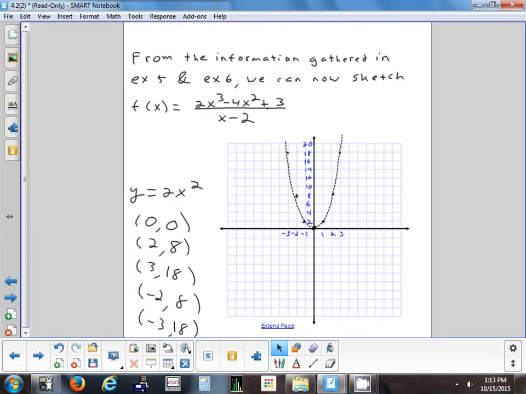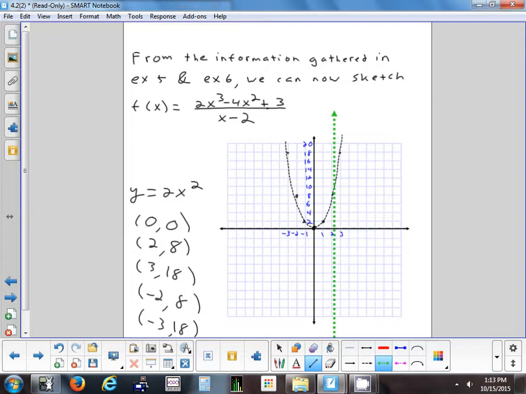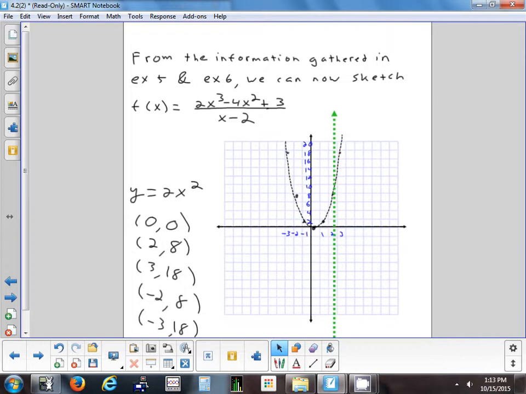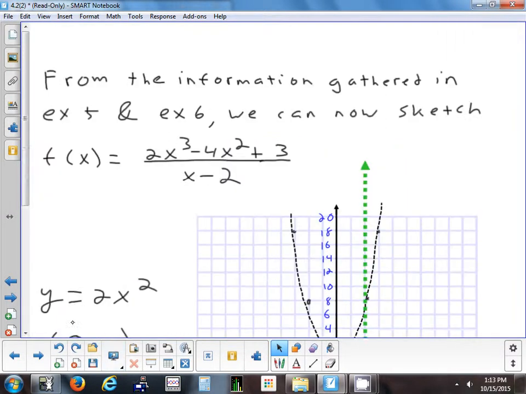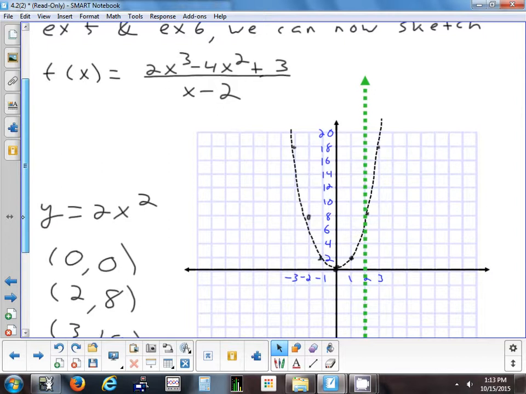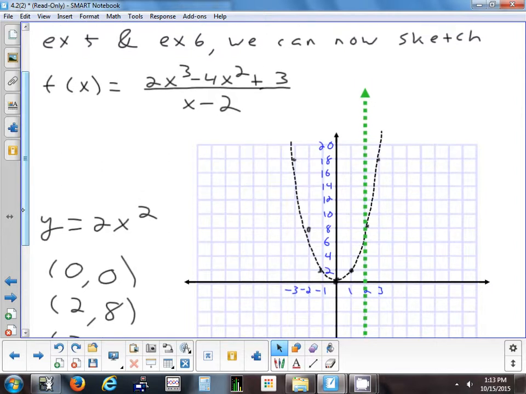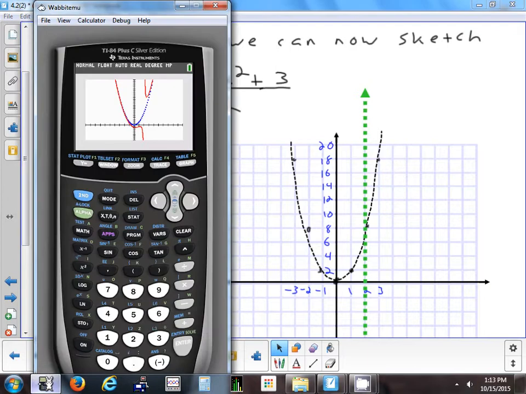All right. Now, where is my other asymptote? I have one other one. 2. Yep, at 2. Oops, I don't want to do that. All right, so there's my other asymptote. So we've got a couple sections here. We're going to look at what's happening. Let's make this bigger.